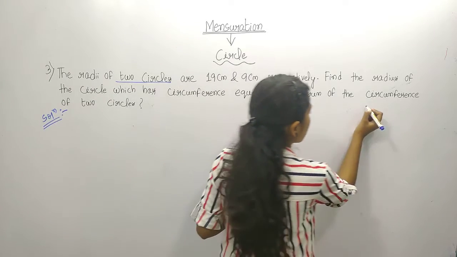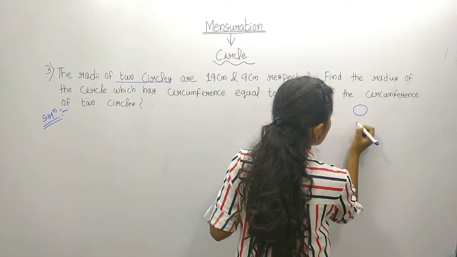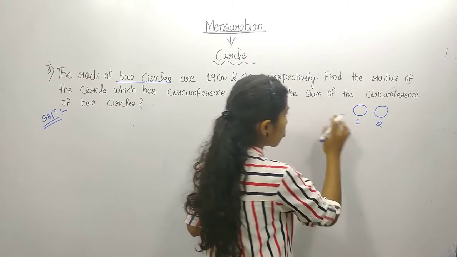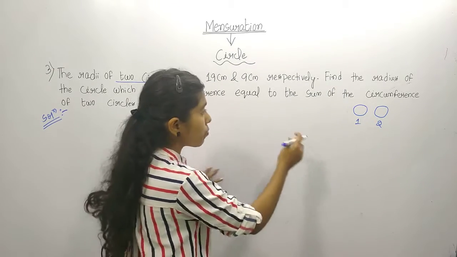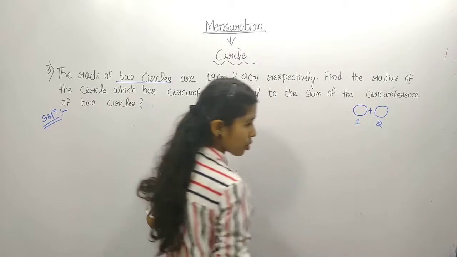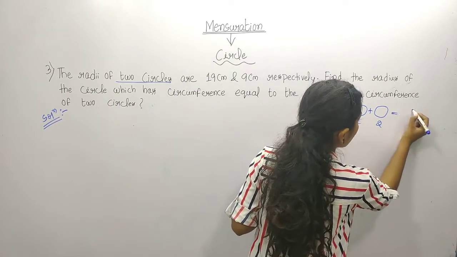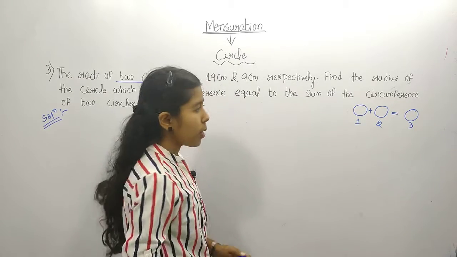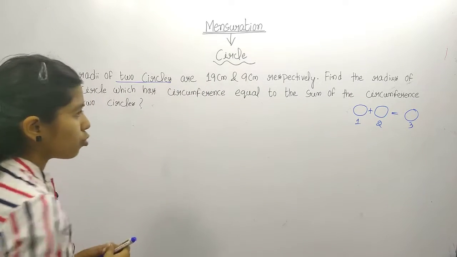See, two circles are there. This is the first circle, this is the second circle. It's given that the sum of the circumferences of these two circles is equal to the circumference of another circle. Okay, so let's see what we have to do.